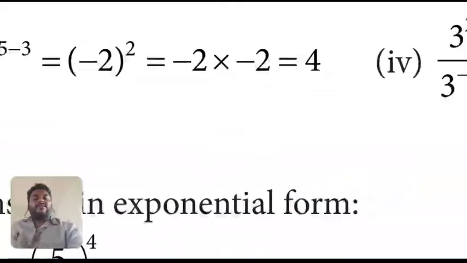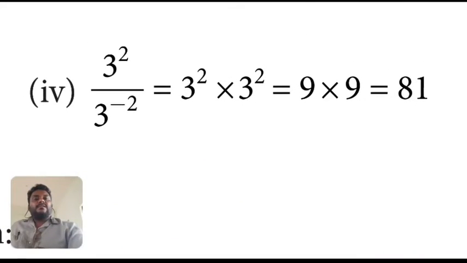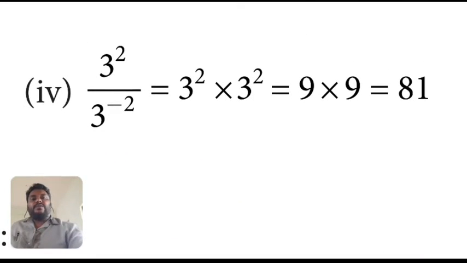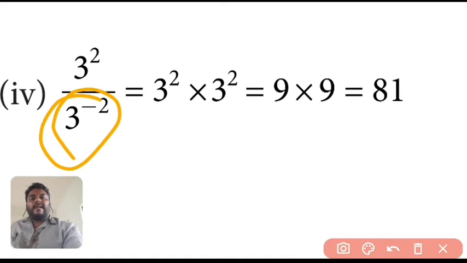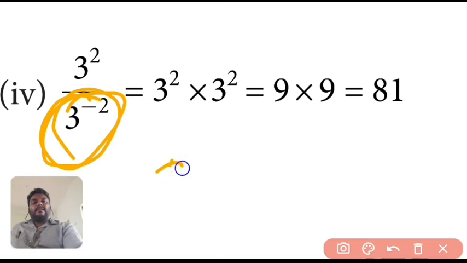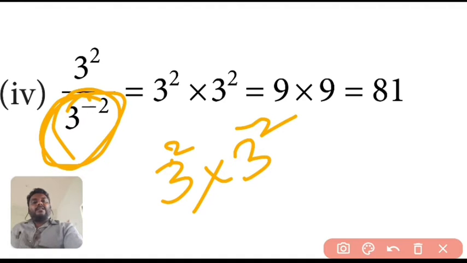Okay. Next, the fourth one: 3 square by 3 power minus 2. 3 square stays. We take the reciprocal for 3 power minus 2. We want to convert the negative power into a positive power. That's why here I am taking the reciprocal. 3 square is already there. If you take the reciprocal, 3 power minus 2 becomes plus 2.